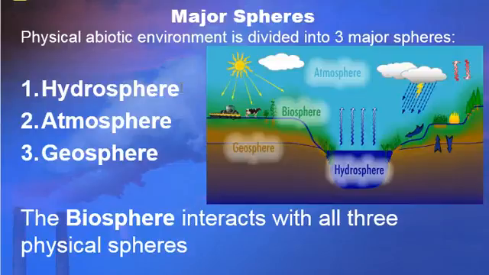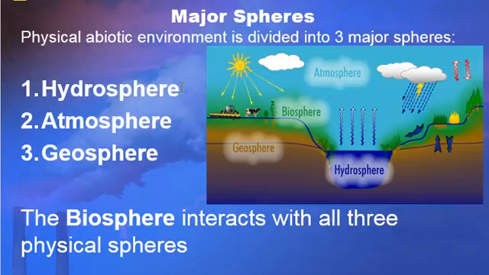The atmosphere you want to think of as the layer of gases that are surrounding the planet. So that one's pretty easy to picture. Most of you have an idea of that in your head. We're going to go into a lot more detail in later units of what that atmosphere is made up of, the different chemicals that are there, but for now just think of it as all the gases.